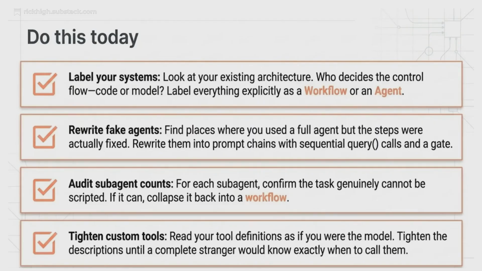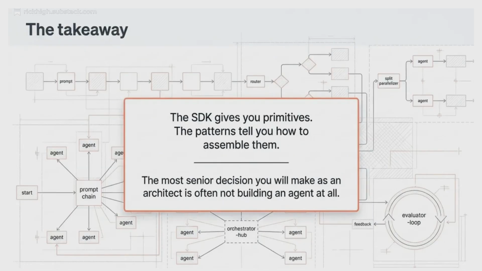The takeaway. The SDK gives you primitives. The agent design patterns tell you how to assemble them. And the assembly is where the real design lives. Prompt chaining, routing, and parallelization are workflows where you hold the control flow, and they map onto sequential query calls, subagent or classifier routing, and concurrent subagents or read-only tools.